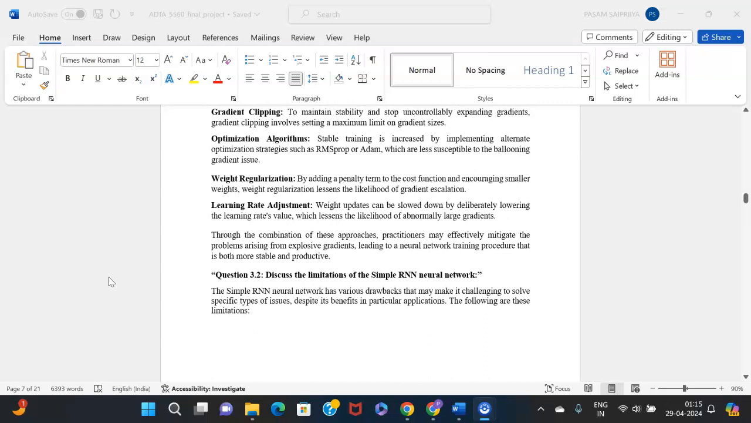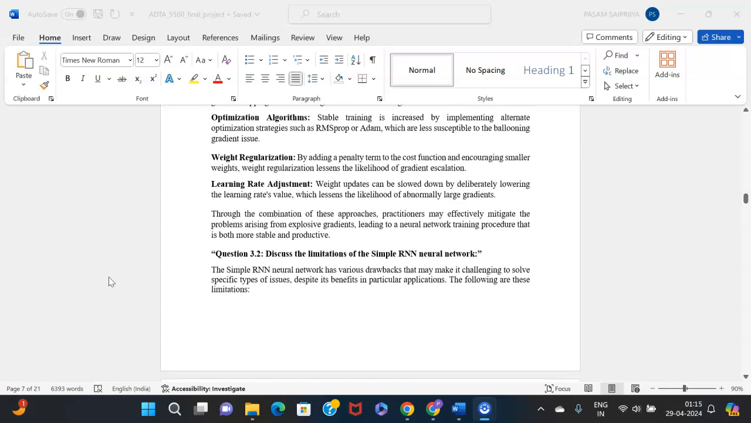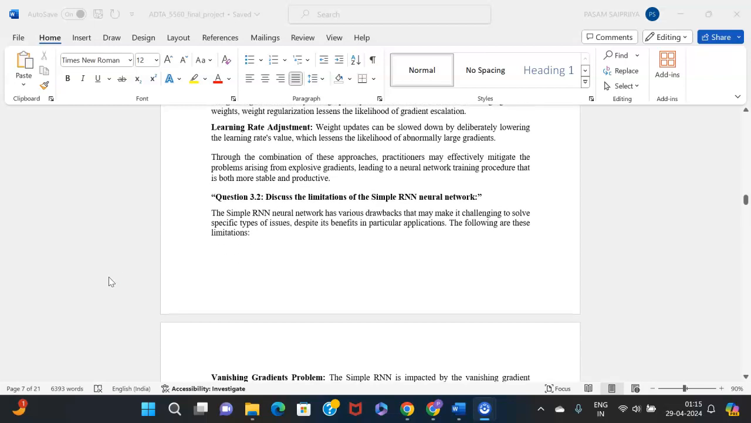Weight updates can be slowed down by deliberately lowering the learning rate value, which lessens the likelihood of abnormally large gradients. Through the combination of these approaches, practitioners may effectively mitigate the problems arising from exploding gradients, leading to a neural network training procedure that is both more stable and productive.